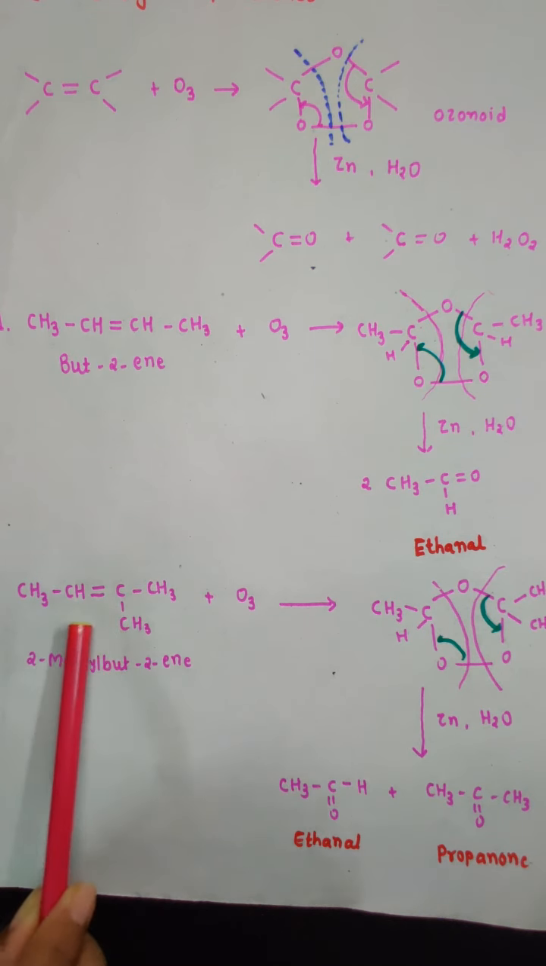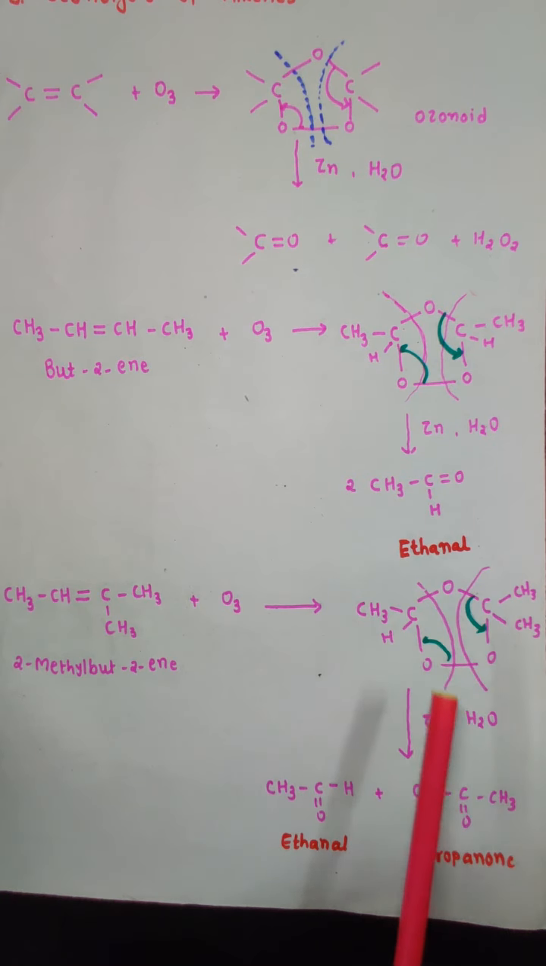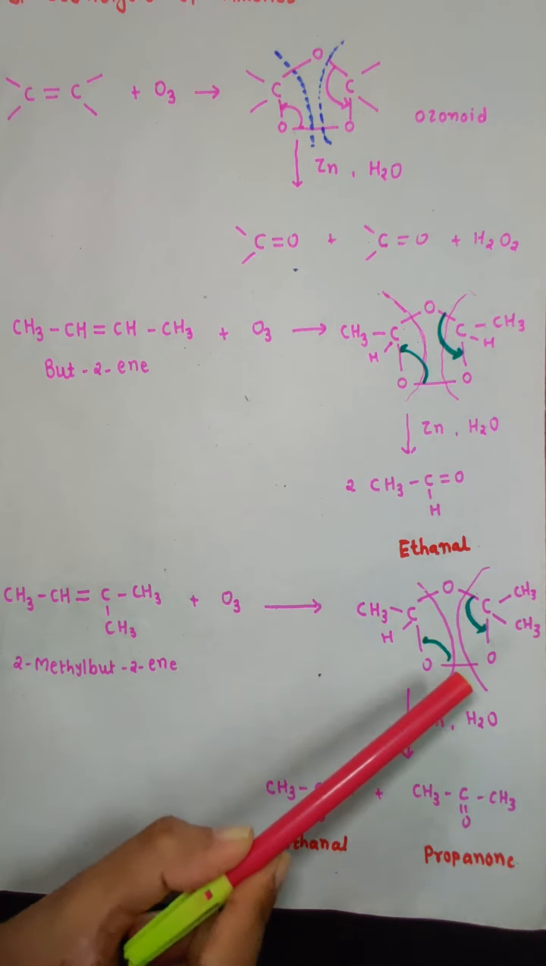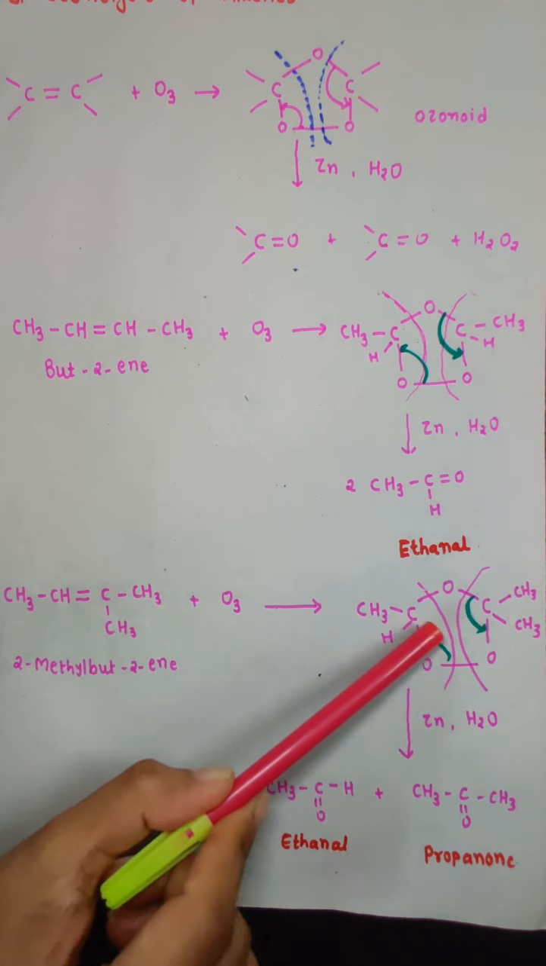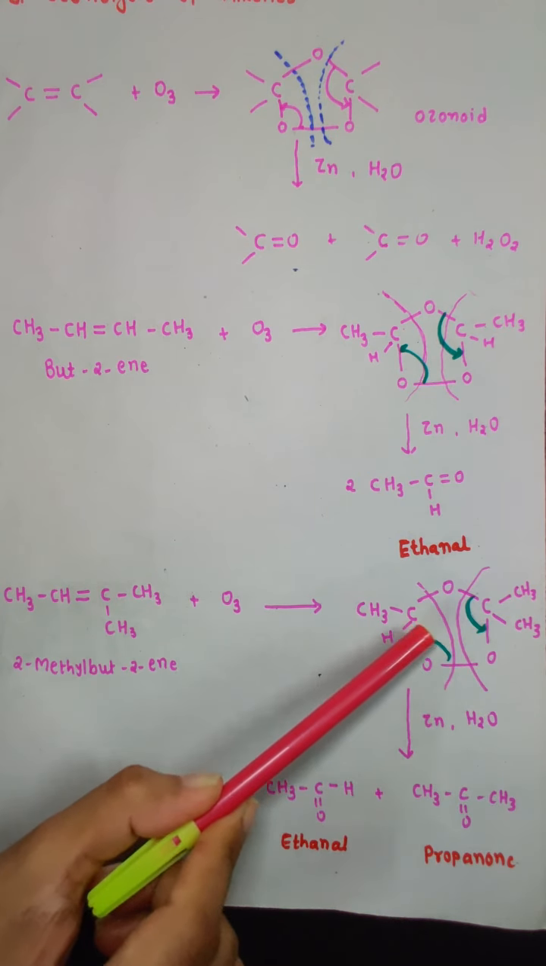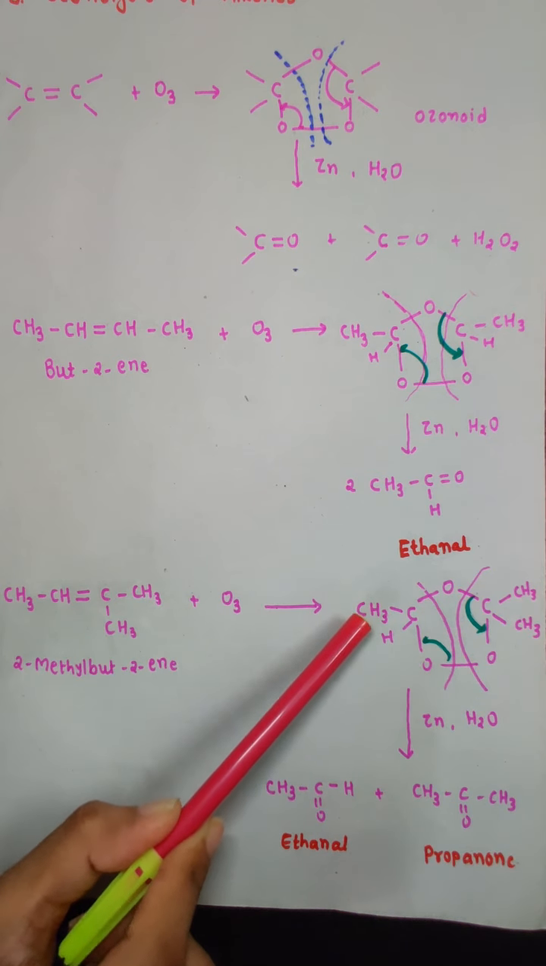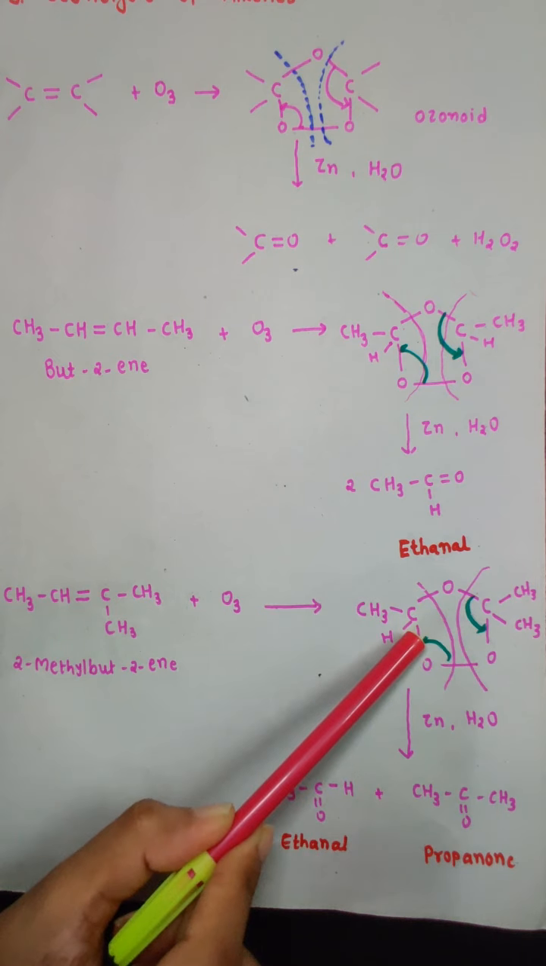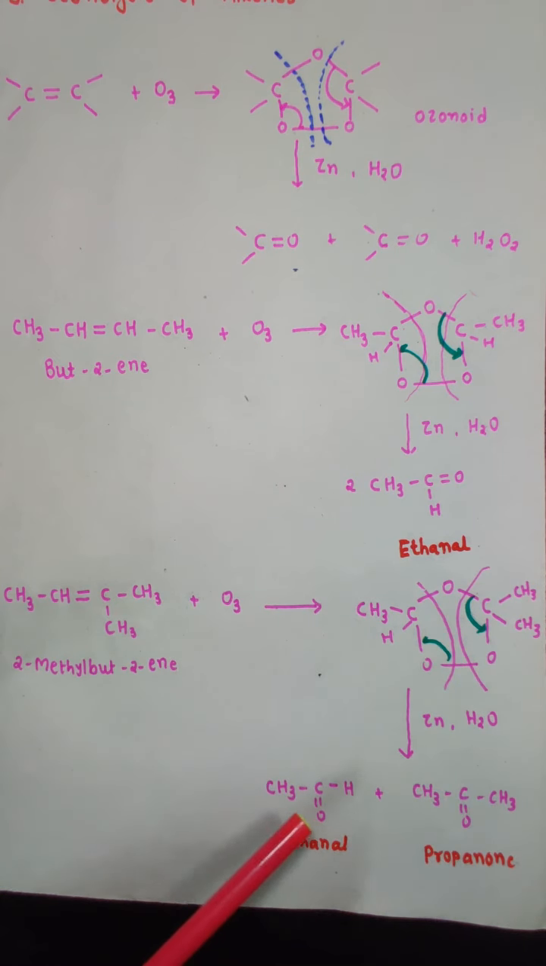Now this ozonoid, pay attention over here, on reaction with zinc and water once again becomes highly unstable. So what happens? वापस से the lower bond shifts here and the upper bond shifts here. So जैसे ही lower bond यहाँ shift होता है you get carbon double bond oxygen. तो हमारी पहली प्रोडक्ट क्या मिलेगी? CH3C double bond OH.